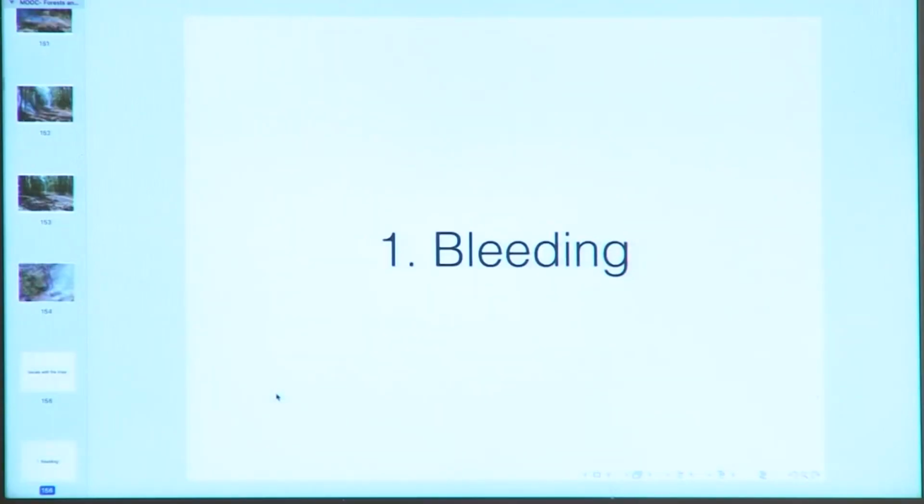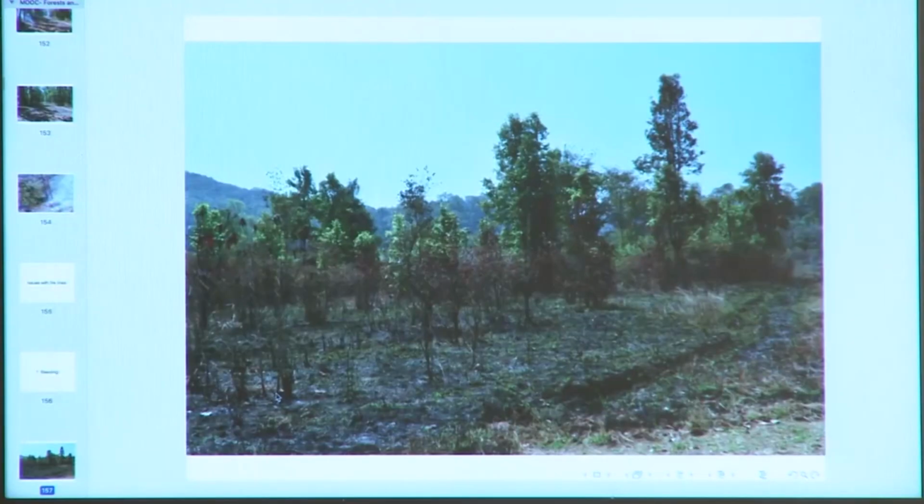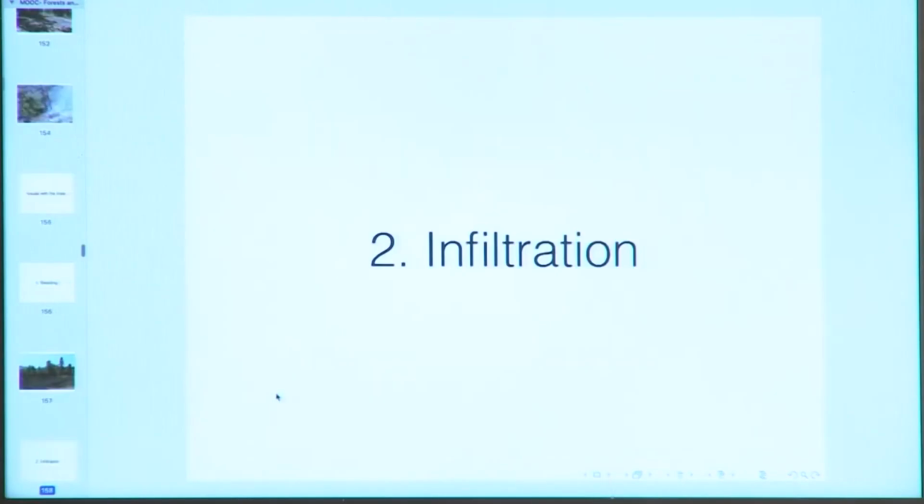But there are certain issues. There is the issue of bleeding, in which case you were constructing a fire line, but then when you were burning it, it burned the whole forest.